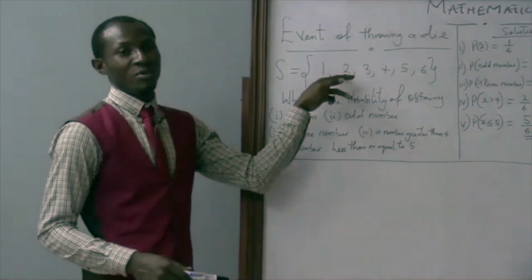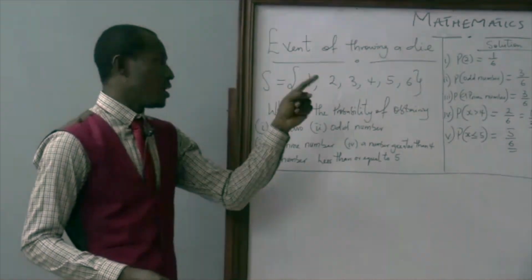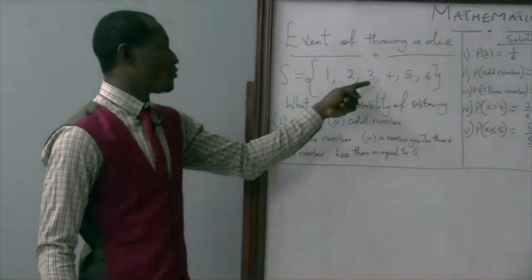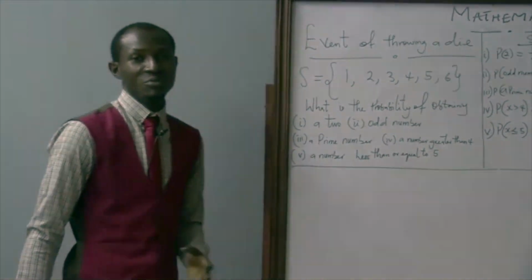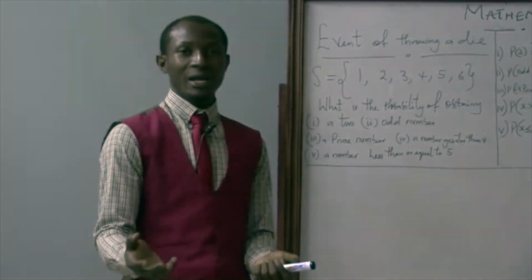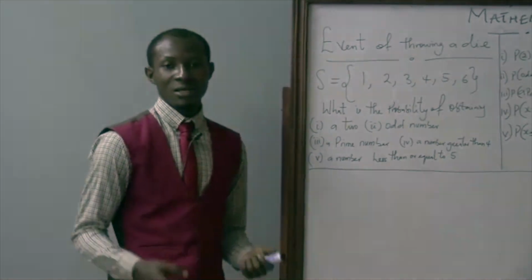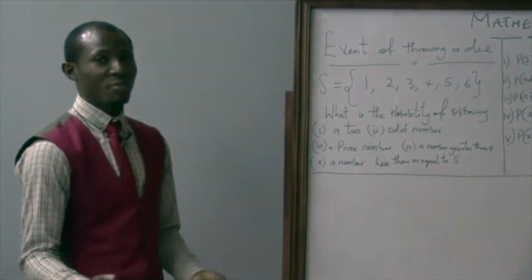2 is a prime number because it is divisible by 1 and 2 itself. 3 is a prime number, it is divisible by 1 and 3 itself. What do I mean by being divisible? It divides without a remainder. So 1 in 3 is 3, 3 in 3 is 1, so no remainder.